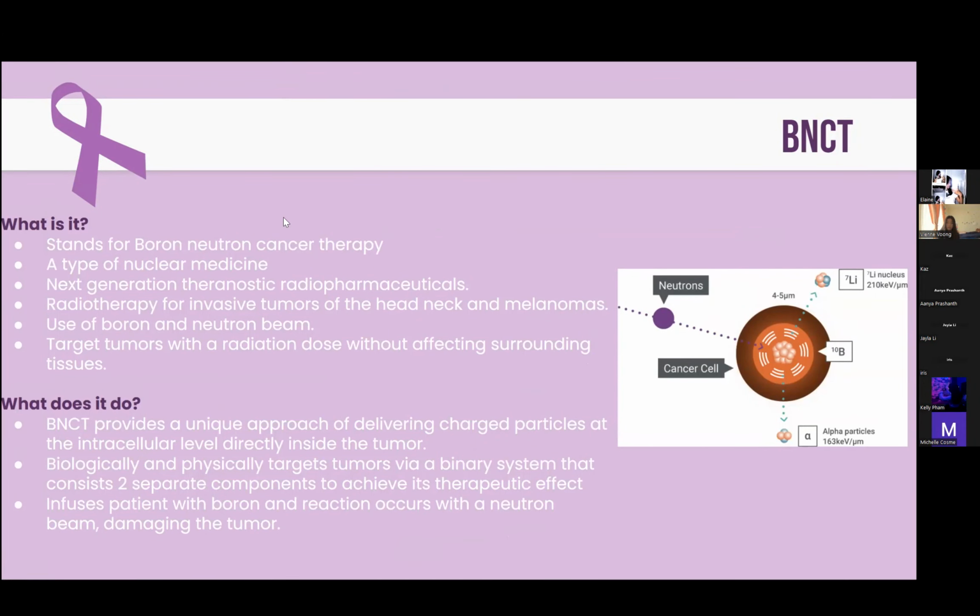So other than CAR T, there's also an ongoing cancer research called BNCT. Now, what is BNCT? BNCT stands for Boron Neutron Cancer Therapy. It is a next-generation theranostic radiopharmaceutical research. BNCT is a type of nuclear medicine. It is a type of radiotherapy for testing locally invasive malignant tumors such as primary brain tumors, recurrent cancers in the head and neck region, and cutaneous and extracutaneous melanomas.